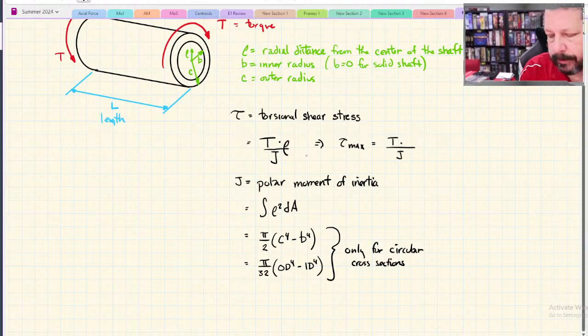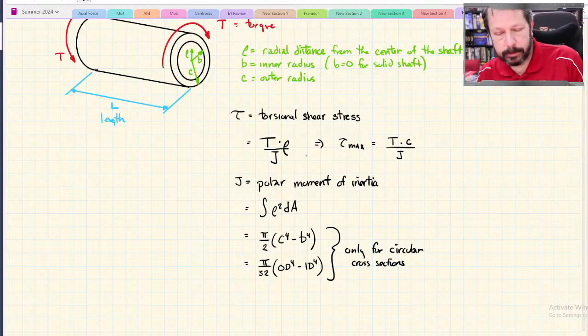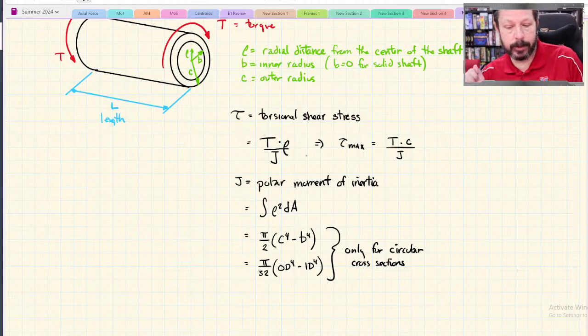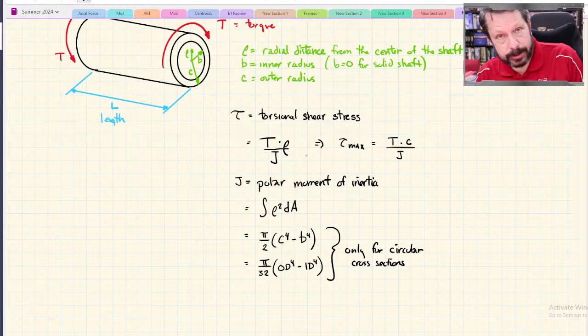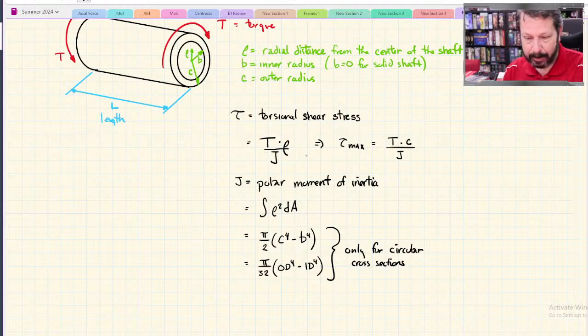But if I want the largest value I can calculate, I'm going to put C in here, the outer radius. So a lot of times we're using TC over J because we want to find the maximum shear stress. But there might be instances when you want to find the shear stress on the inner surface, like of a hollow pipe that's pressed onto some other shaft and they have to stay connected. You might want to know the shear stress between those two things to see if they're going to slip or not. So there are reasons you might do something other than TC over J.